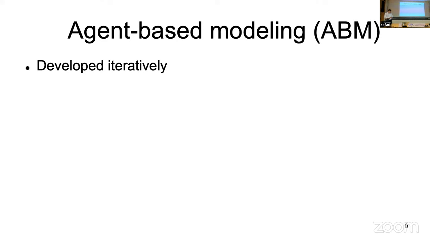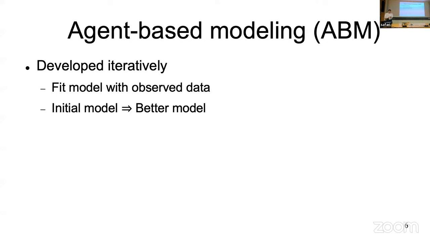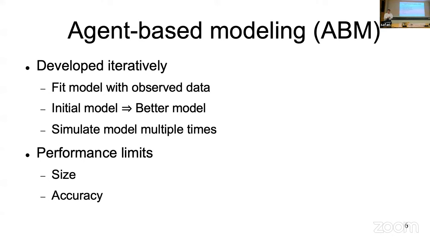Agent-based models are usually developed iteratively. That means you start with an initial model with some parameters, and then you try to fit these parameters to an observed data to get an accurate model. For this, you have to simulate the model multiple times, so performance is critical. The performance limits the size of the simulation you can do and also the accuracy.